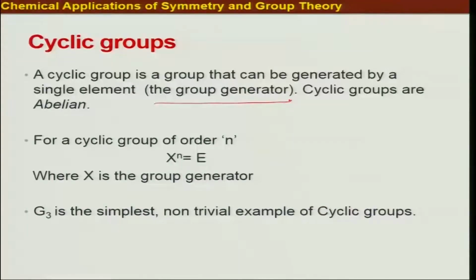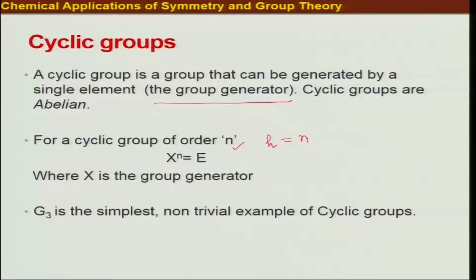Now some specific things about a cyclic group: for a cyclic group of order n, we just looked at order n equals 3. So for any general group which is cyclic in nature and has an order n, where essentially this means H equals n, right, then x to the power n equals E, where x is the group generator. We just had an example in terms of this G3, where the generator was A.